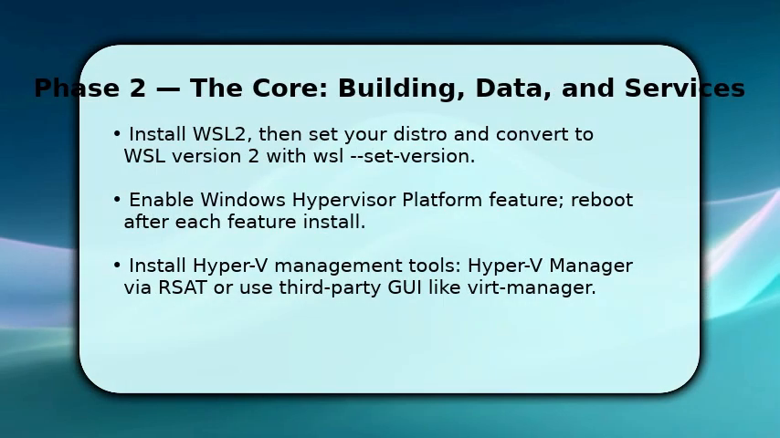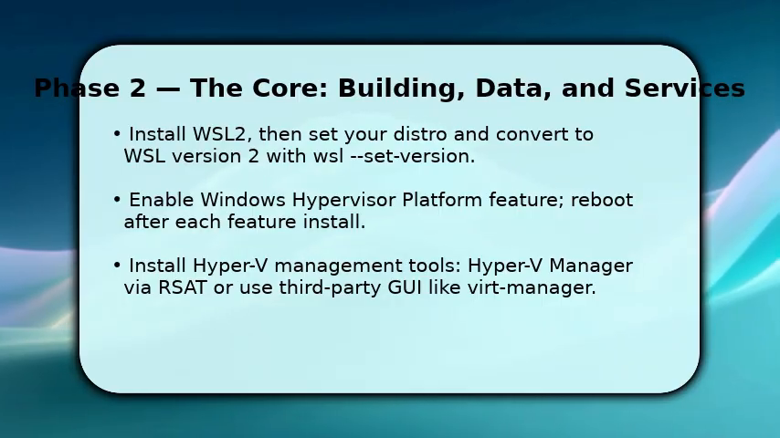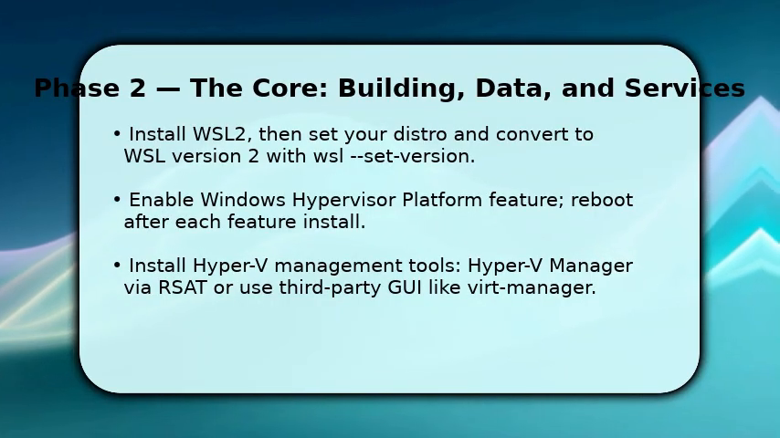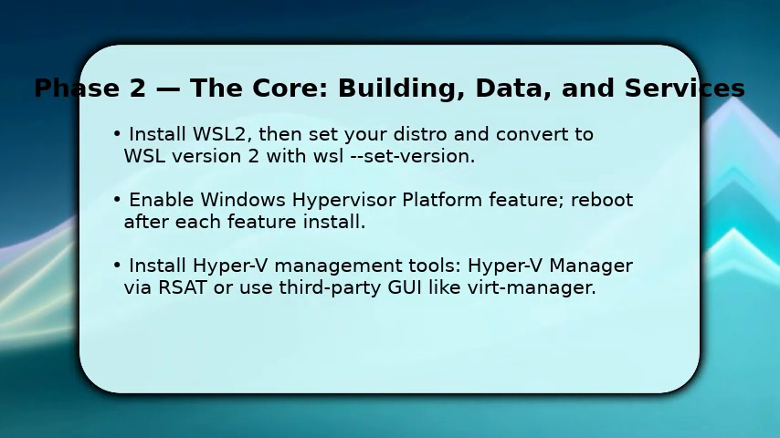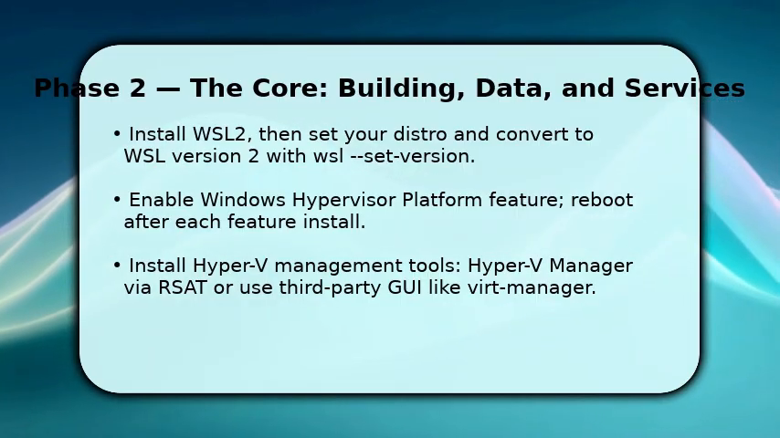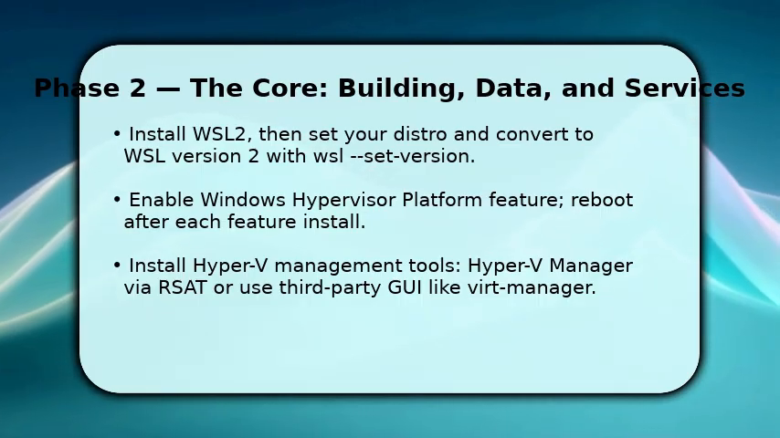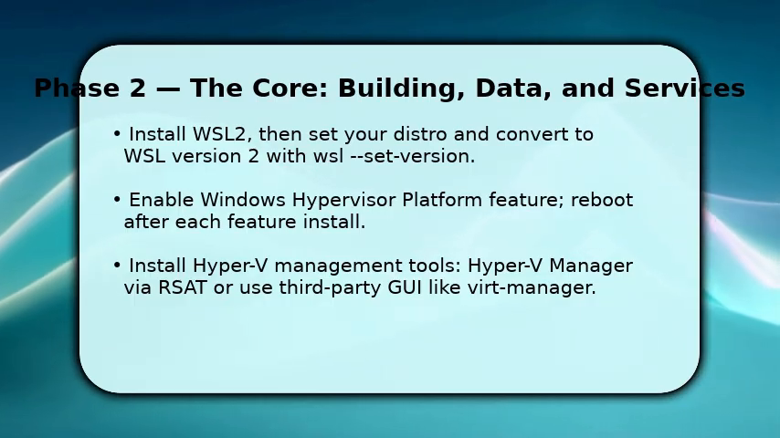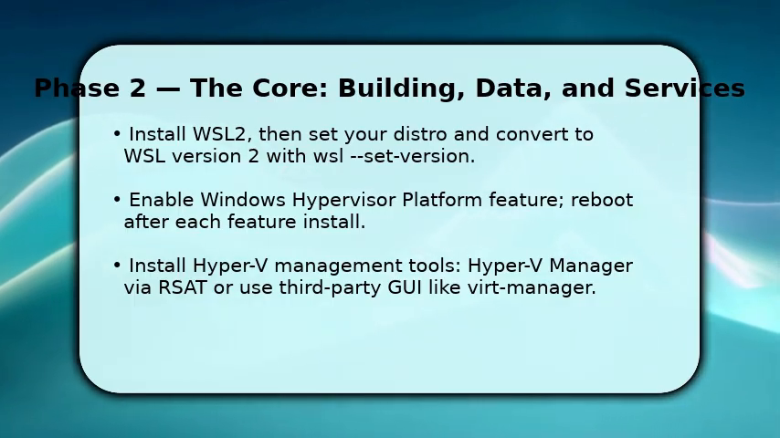Now you'll install and configure the tools that let you run Hyper-V style VMs on Home. First, install WSL2. Open PowerShell as admin and run wsl --install. Then set your installed distro to WSL2 with wsl --set-version <distro> 2. Next, enable Windows Hypervisor Platform and Virtual Machine Platform from Windows Features and reboot when prompted.